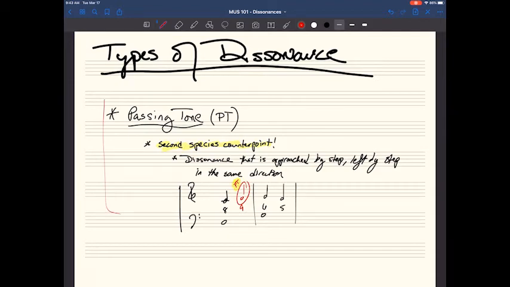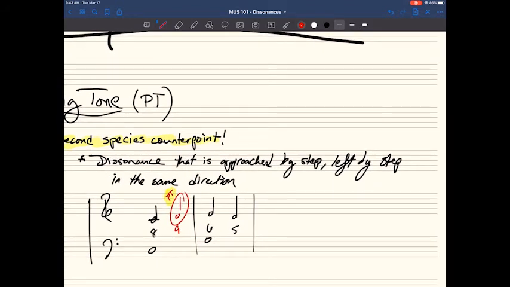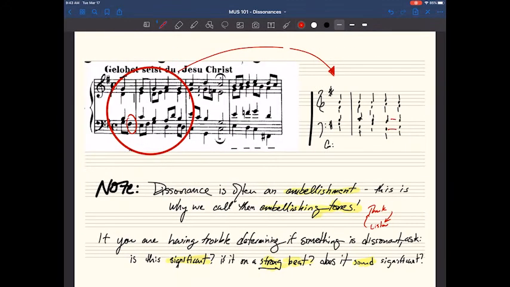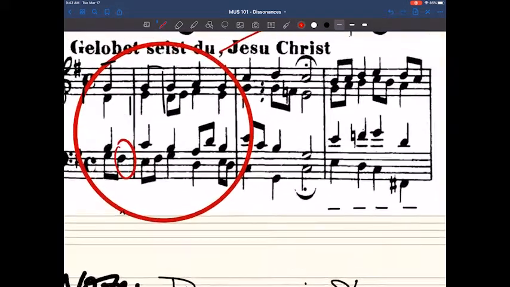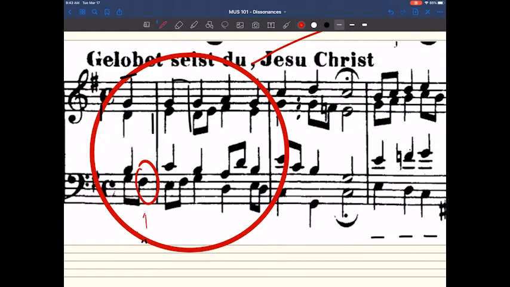The passing tone, it is second species counterpoint. It's a dissonance approached by step and left by step in the same direction. And this is what you've been doing up to this point, right? That was a ninth there, it created a dissonance above that C and it resolves up to a sixth. Well, in context, in actual music, this is what you get. And there is the dissonance, just like we saw on the other slide.